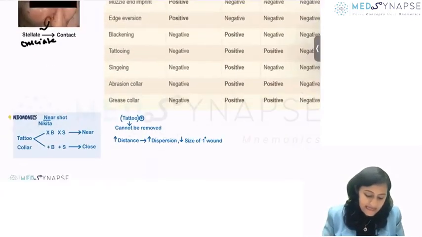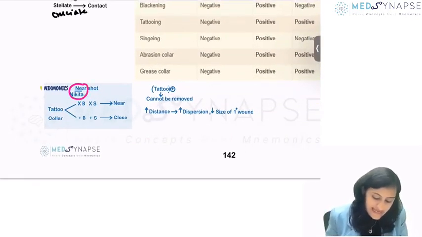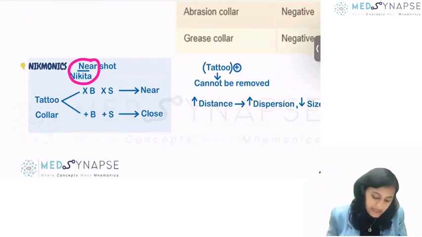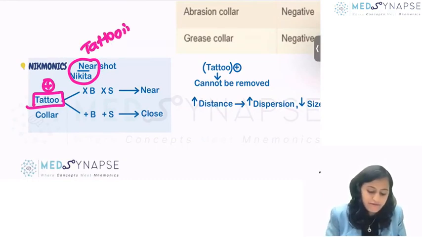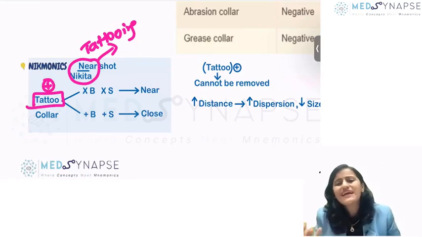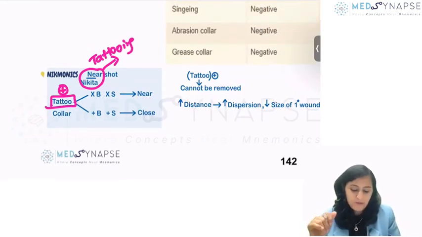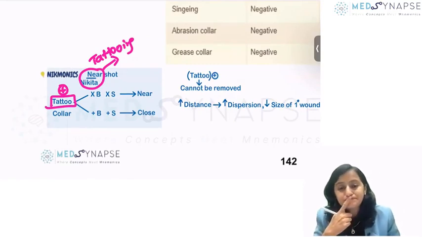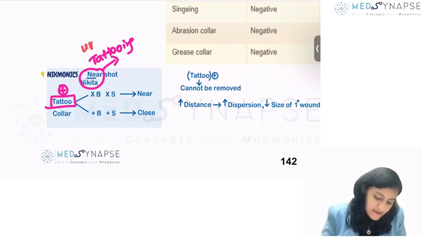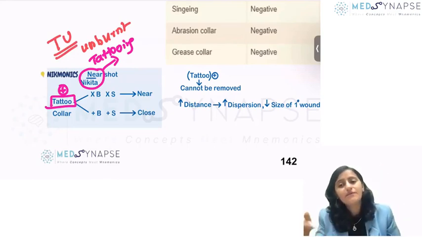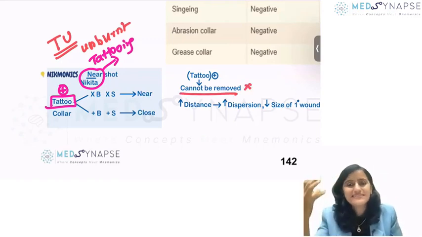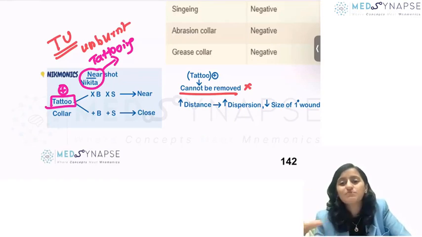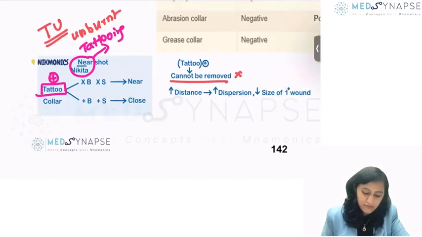Remember, near, N-E-N-I. So near shot is like Nikita's mnemonics, stay in your brain like tattooing. Tattoo. Tattooing is the hallmark of the near shot. What is tattooing due to? Burnt or unburnt powder? Unburnt. Remember, tattooing is unburnt. T-U, alphabetically T-U. Tattooing is unburnt. Can it be removed? No. Like a tattoo, it cannot be removed. Tattooing cannot be removed, right?